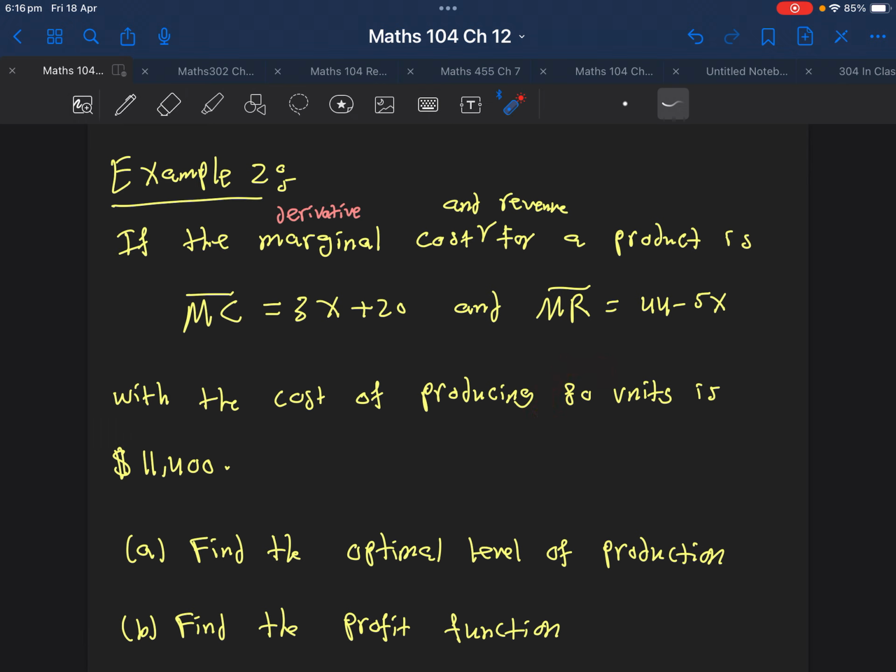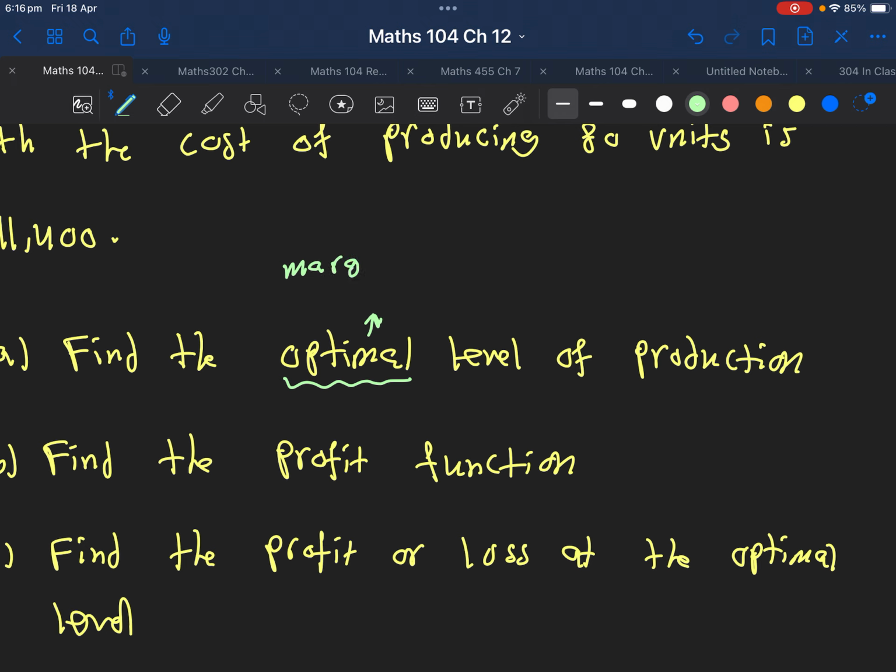Now, let's go through the questions and then we'll solve them one by one. The first question you notice here is find the optimal level of production. What is the optimal level of production? Well, actually, the optimal level of production is when the marginal cost equal the marginal revenue, which means the two derivatives are equal.